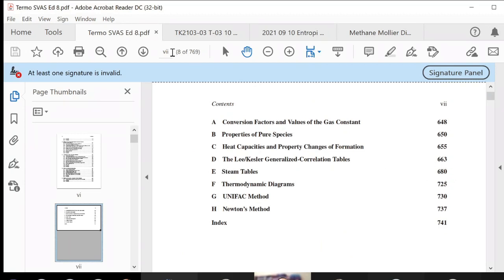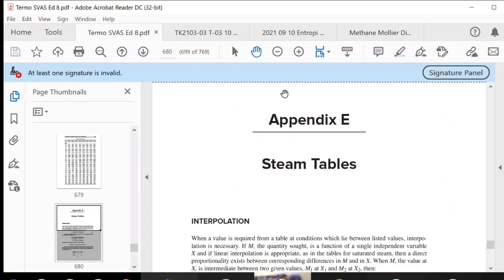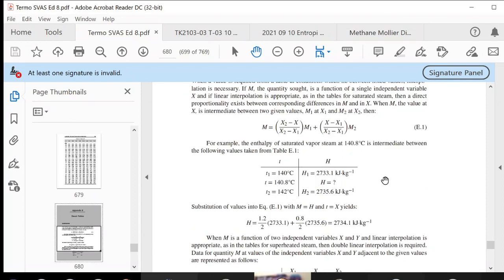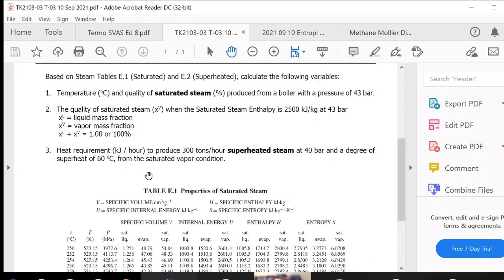So how to find out? Over here, you type 680 and then you enter, you get into appendix E of the steam tables. Okay, there is a description of how to interpolate, how to estimate. Later we will come back to this point, but I need to show you the problem statement first.